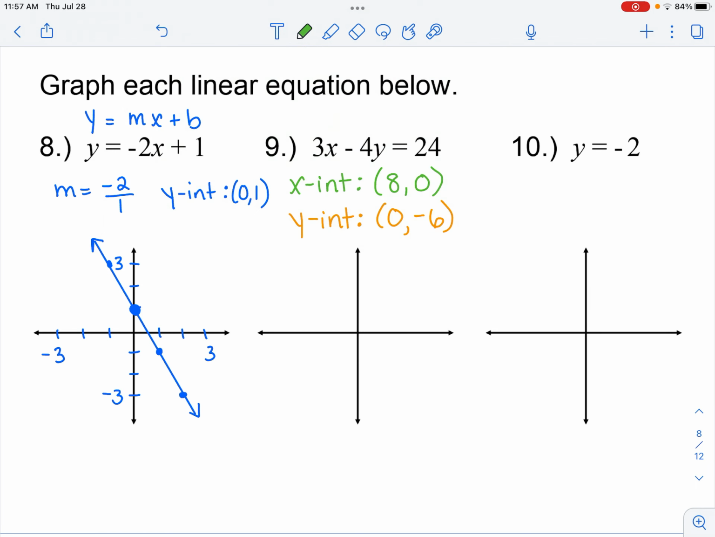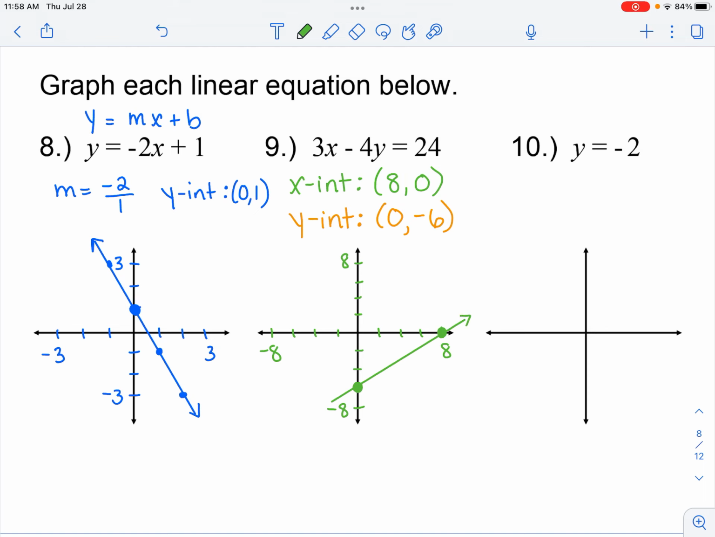Let's see, I'm going to do it in green. Now I'm going to scale this so it's easier. I'm going to go by 2. So I'm going to go 2, 4, 6, 8. Now, my y-axis, I'm going to use the same scale, but I didn't have to. I could switch it up if I wanted to. So I'm going to go 2, 4, 6, 8. Now, my y-intercept is (0, -6), which is down here on the y-axis. My x-intercept is (8, 0). And then I want to draw a line in between those. Oh, I'm a little bit off. Let me try drawing that again.